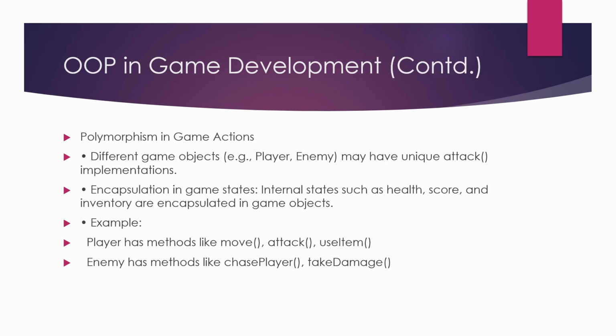As we continue in game development, polymorphism allows for dynamic behavior. For example, different objects like player and enemy may use the same method such as attack, but the implementation will vary based on the object type. Encapsulation also plays a vital role as each object manages its own state such as health or score, ensuring that the game logic is clean and well organized.